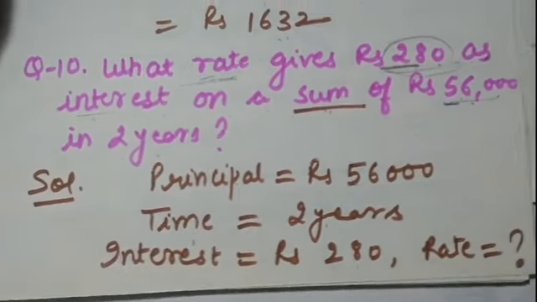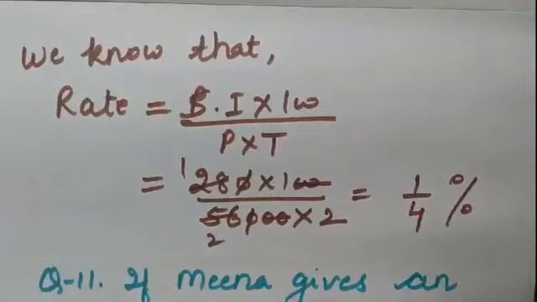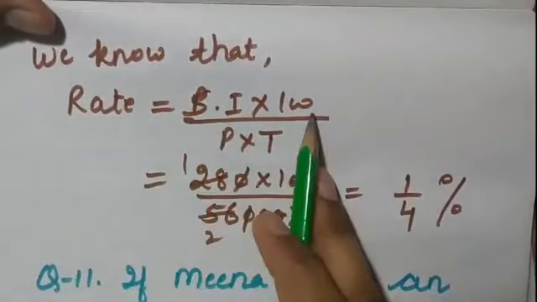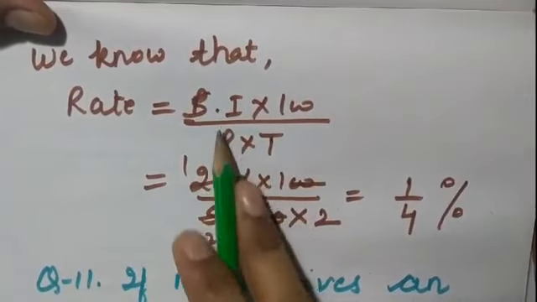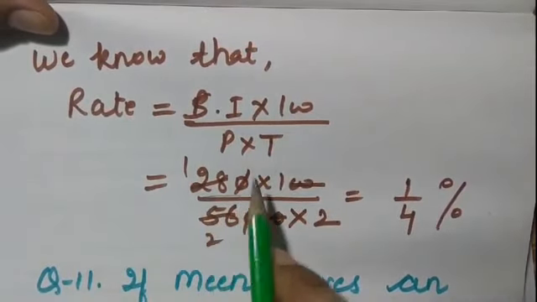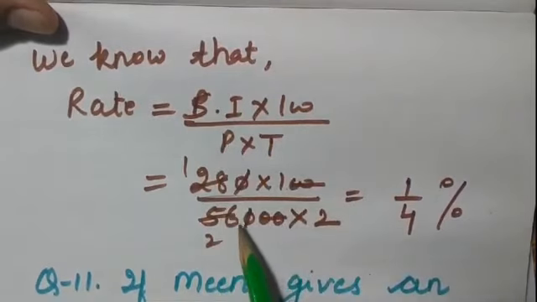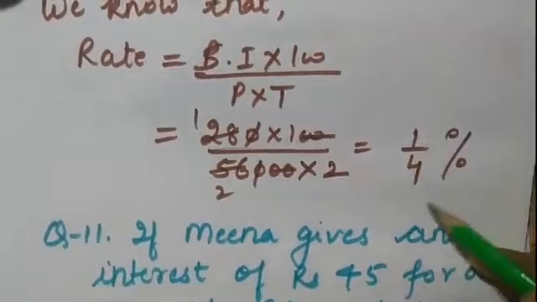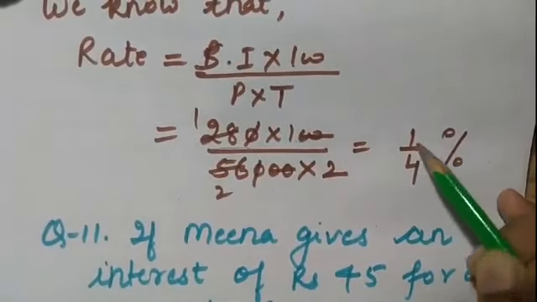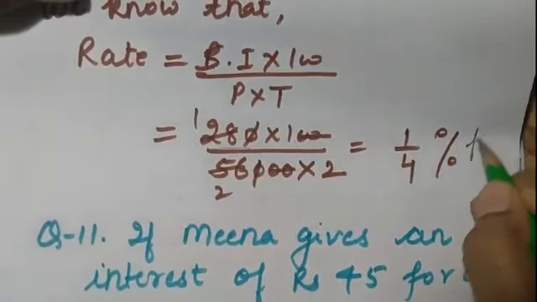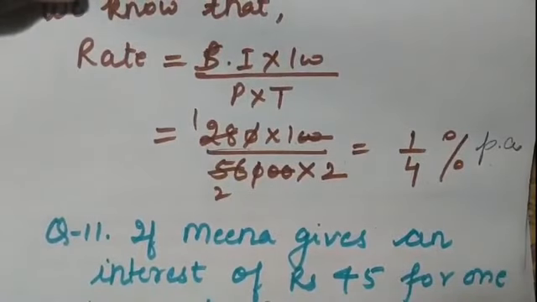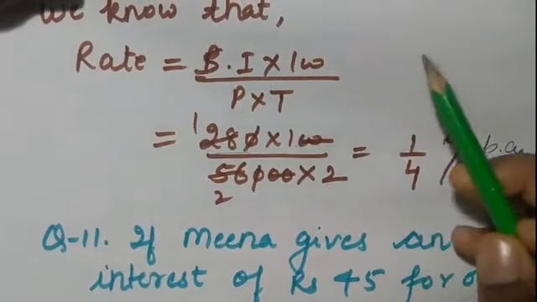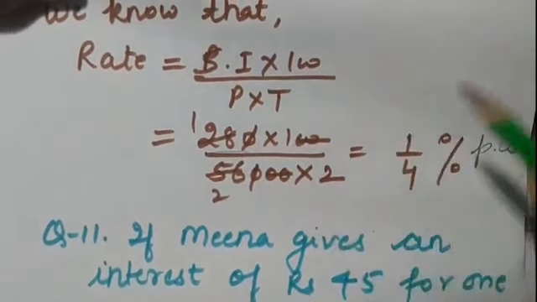So how will you calculate rate? We know that rate can be calculated as simple interest into 100 over P into T. We have simple interest as rupees 280, 100, and P is 56,000, T is 2 years. On solving you will get 1 by 4. This is the rate of interest, 1 by 4% per annum. So this is your question number 10. You have to find the rate. Just apply the formula and put the values, you will get the rate.